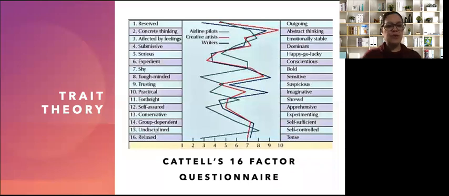Here we have another theorist, Raymond Cattell, who also used factor analysis, much like Eysenck, and Cattell identified 16 main personality traits or factors that are common to everyone.